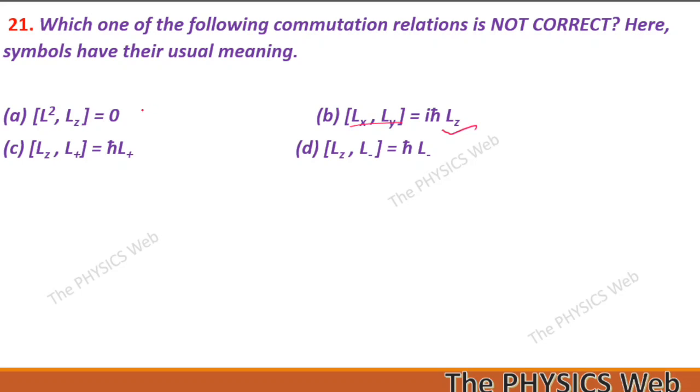[L square, Lz] is 0, because remember L square commutes with all components of angular momentum. So this expression is also correct. Then [Lz, L plus] equals ħL plus. This is also correct. And [Lz, L minus] will be equal to minus ħL minus. So this is not correct. So D is your correct option.